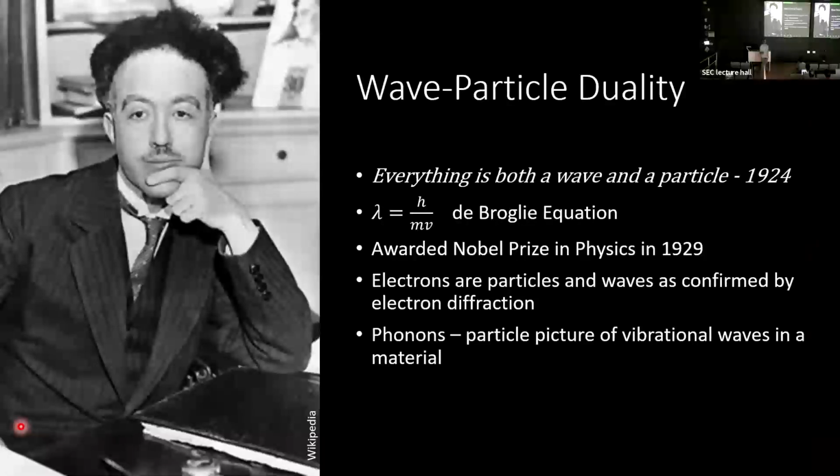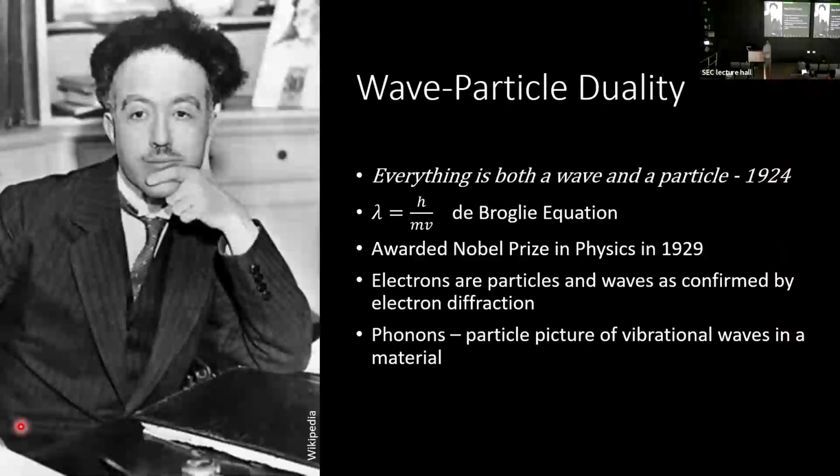So after this long debate about whether light was a particle or whether light was a wave for hundreds of years, de Broglie finally said, everything's a particle and a wave. I have a wavelength, electrons have a wavelength. And he got the Nobel Prize in 1929 for writing out the de Broglie equation, which relates the energy to the wavelength.